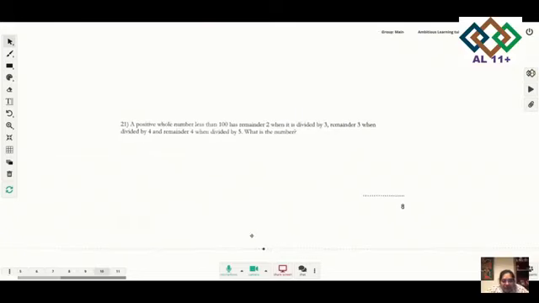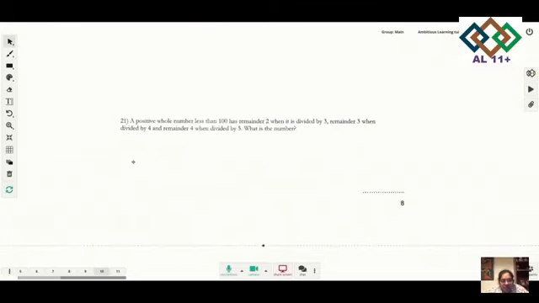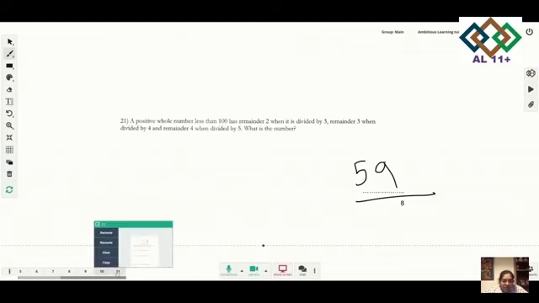In 21, they are asking you: a positive whole number less than 100 has a remainder 2 when divided by 3, remainder 3 when divided by 4, remainder 4 when divided by 5. What's the number? So what do you think the number is in this one? Try doing the opposite of what they're asking you, and then you will get the answer, 59. So let's go on to the last one.